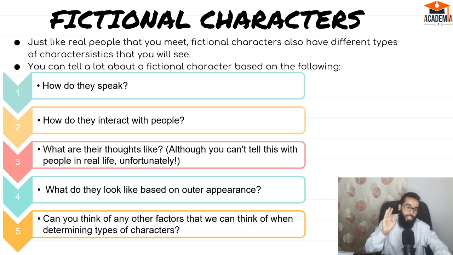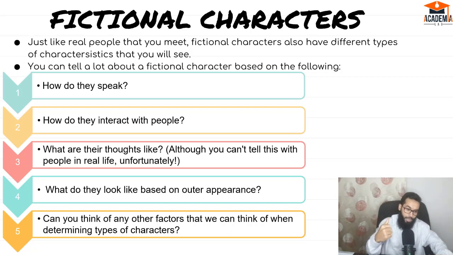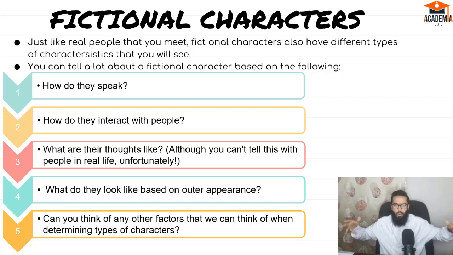Number 4, what do they look like based on outer appearance, which means how do they look from the outside? All right, are they thin characters, slim characters, fit characters? Do they have muscles? Do they have a beard? Do they have a mustache? Long hair, short hair. Outer appearance is also important to understand those fictional characters. Maybe it's a monster. You understand? They've got 4 arms and 6 arms and 4 legs. 3 eyes, whatever, right? So you get to understand more when you answer question 4 about those characters.